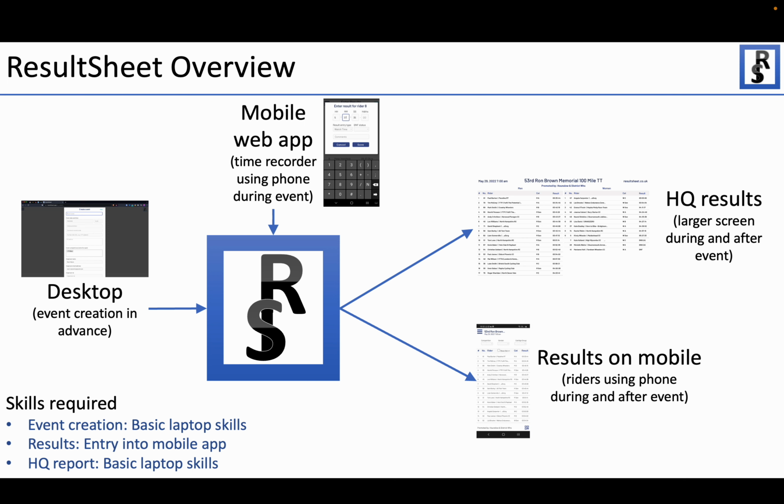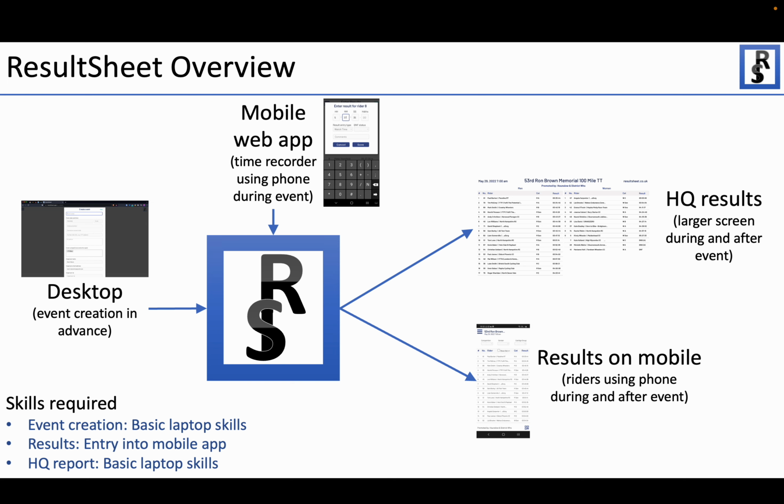And then the mobile web app at the top enables people to record times of the event once it's up and running. So that typically would be someone sitting alongside the timekeeper, whose job doesn't change too much. They are recording things with stopwatches, and then the person who's helping them would enter the times into ResultSheet using the ResultSheet mobile web app.